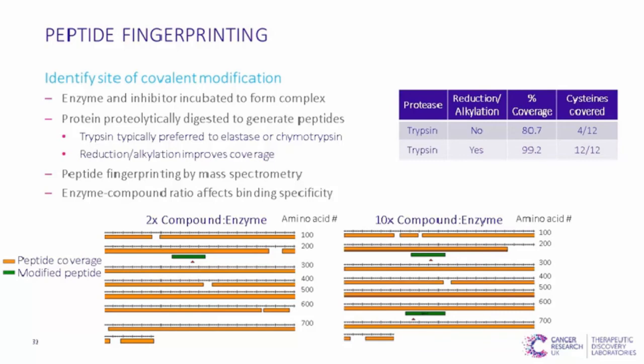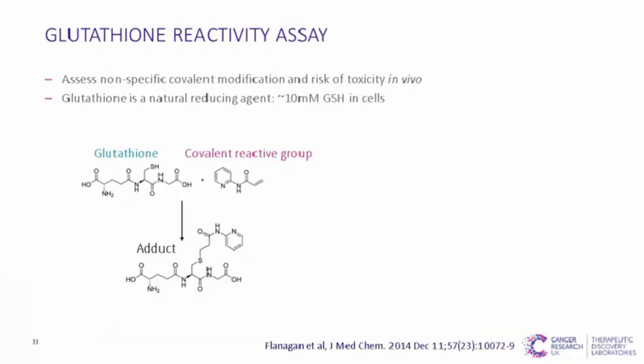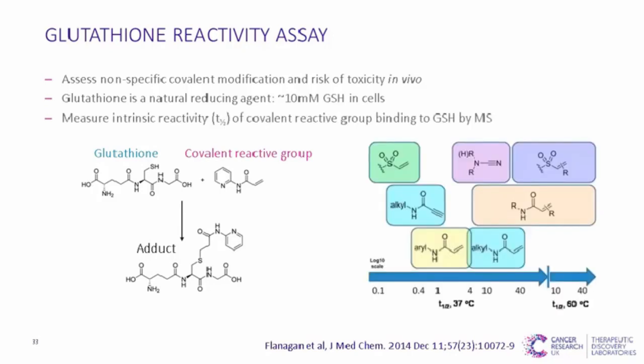And the specificity of covalent compounds is really important, and a literature method that's been well described to determine how reactive the compounds are is the glutathione reactivity assay. Glutathione is a natural reducing agent, and there's approximately 10 millimolar of it present in cells, and so it's a good molecule to assess how non-specifically reactive the compounds are. In this method, the modification of glutathione by covalent reactive groups is monitored by mass spectrometry, and this paper has tested a number of different warheads and ranked their reactivity.